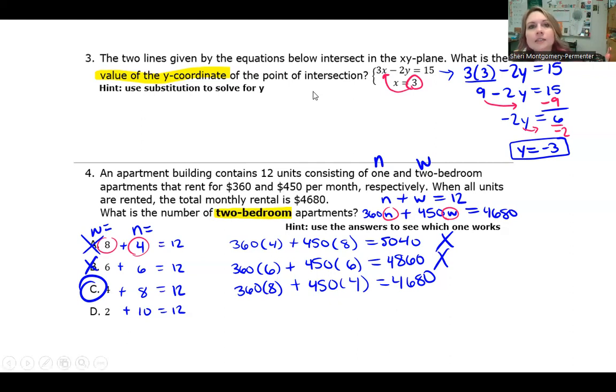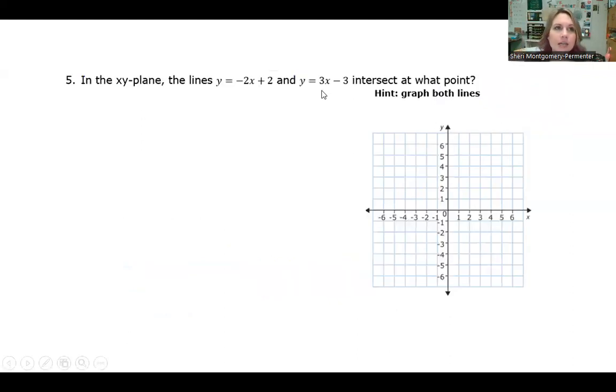All right, the next question. The next question says, in the XY plane, the lines y is equal to negative 2x plus 2 and y is equal to 3x minus 3 intersect at what point? I'm going to go ahead and tell you that it's hard to do this problem without a graph. Do you see a graph on your paper? There isn't going to be one on the quiz either. There isn't a graph on this question on the TSI either.